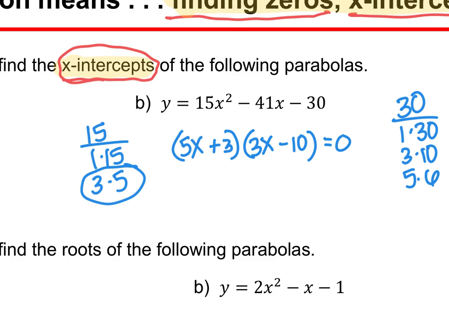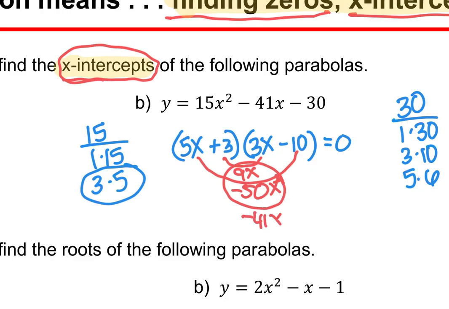And then we can check this to make sure we're correct. That's 3 times 3x is 9x. 5x times negative 10, sorry, we have negative 50x. So negative 50 plus 9 gives us negative 41x. So we are going to use those factors. Now we need to set those factors equal to 0.